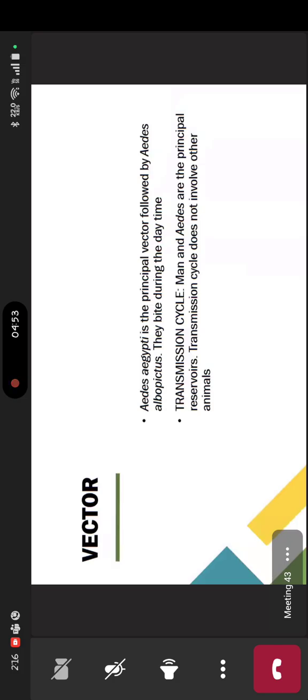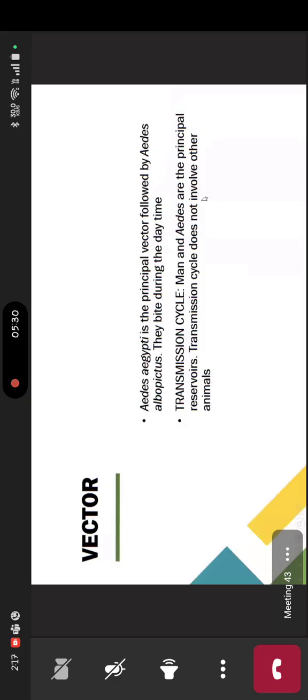They usually bite during the daytime, okay? So we have two mosquitoes that play a role as a vector, known as Aedes aegypti, followed by Aedes albopictus. Aedes aegypti is the principal vector, followed by Aedes albopictus, right? Now, transmission cycle. What is the transmission cycle, students? Here man and Aedes are the principal reservoirs, right? Man and Aedes are the principal reservoirs, and the transmission cycle does not involve other animals.